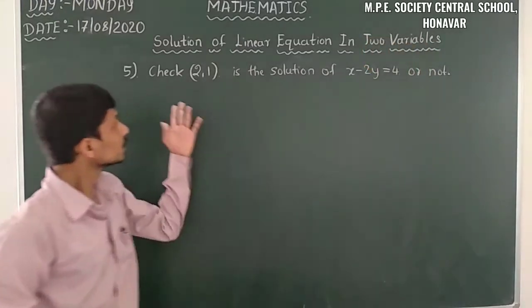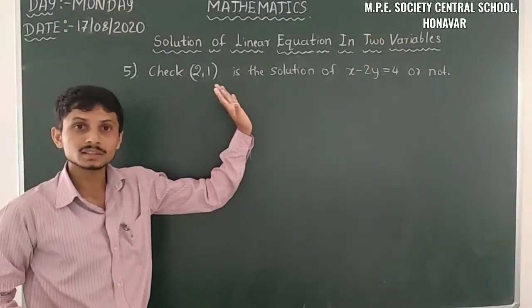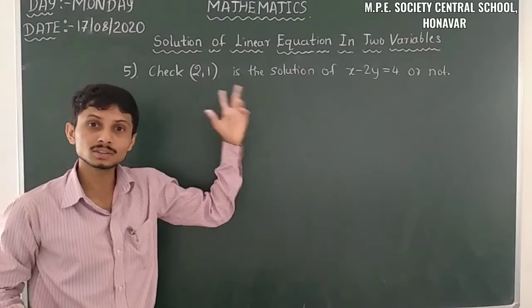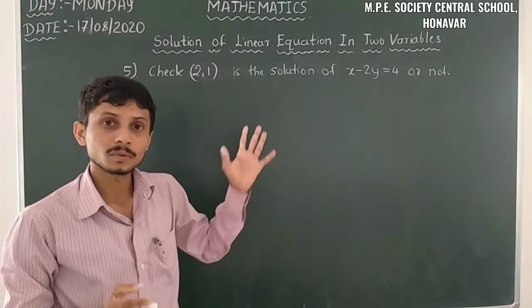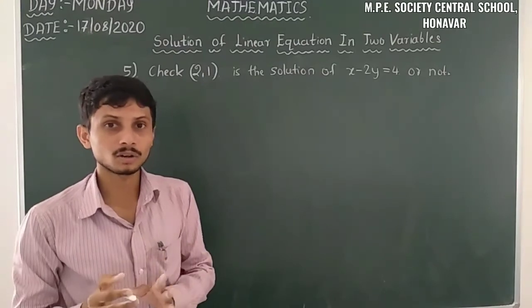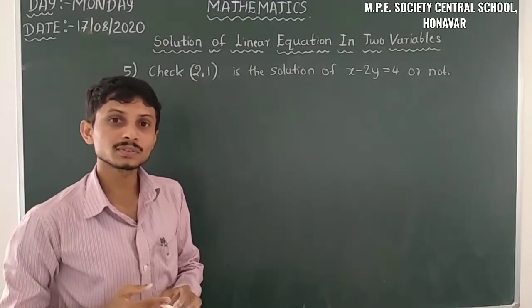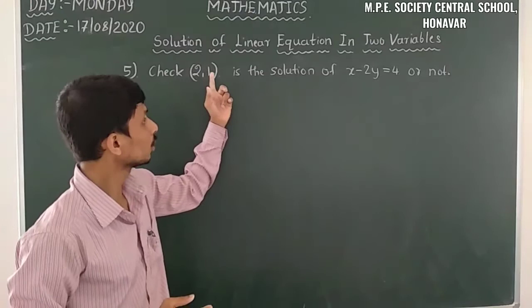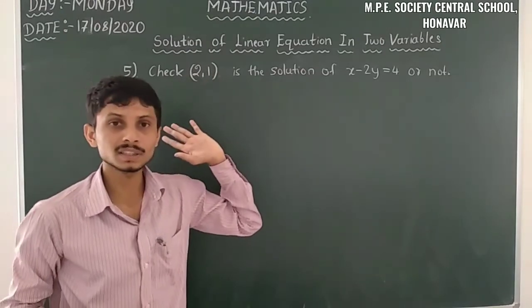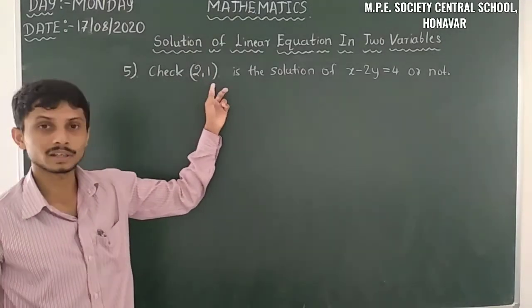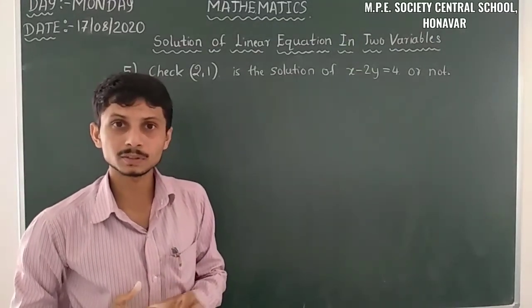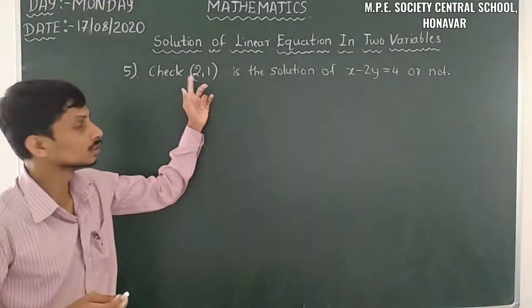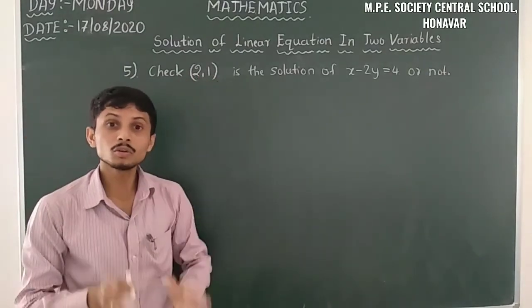So here we have to check this coordinate or this solution. Firstly, we have to assume and check whether it is right or wrong. For that we have to substitute the value of x is equal to 2 and the value of y is equal to 1. That means it is in the form of x comma y. After solving any linear equation in two variables, we have to write it in this way. So here the solution is given.